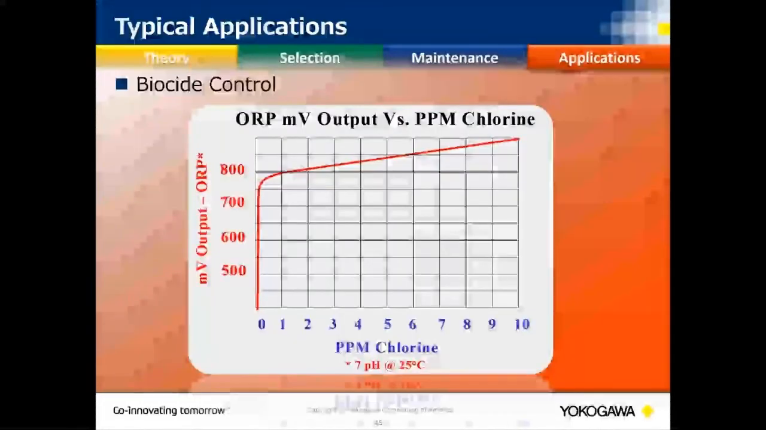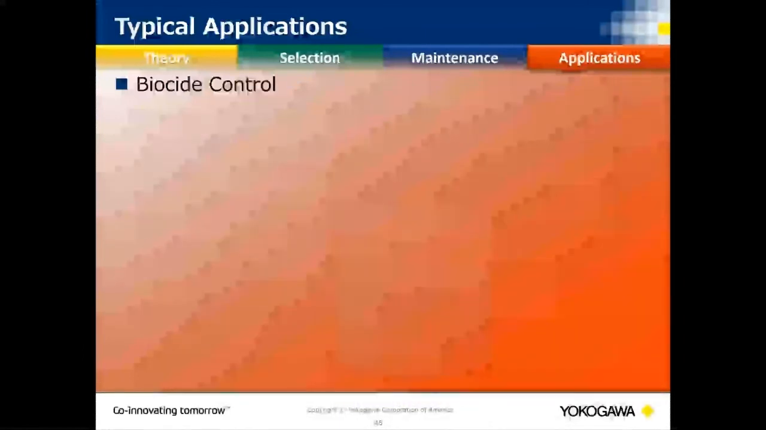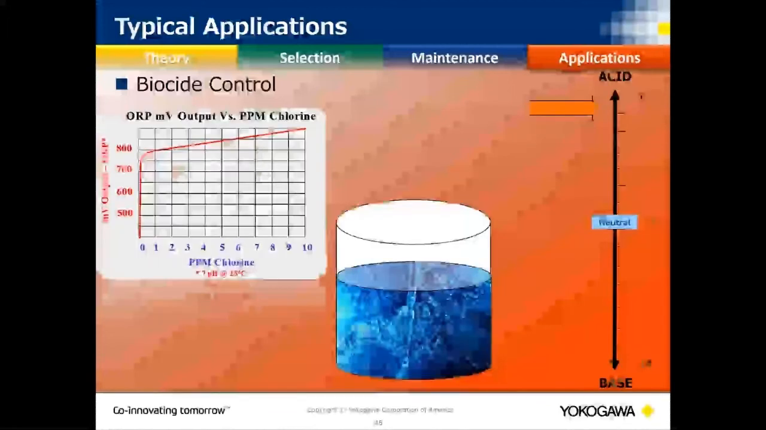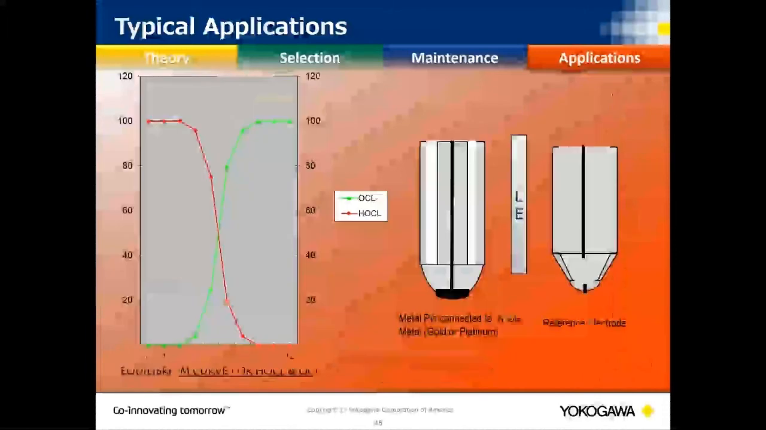So here I think I've got a little bit of time. I think we're at the 30-minute mark. I'm going to go over some common applications that we have seen, okay? Biocide control is a big one. This is where we actually monitor the ORP value and we relate that back to how much free chlorine is in, like, the cooling tower, is where I've seen it.